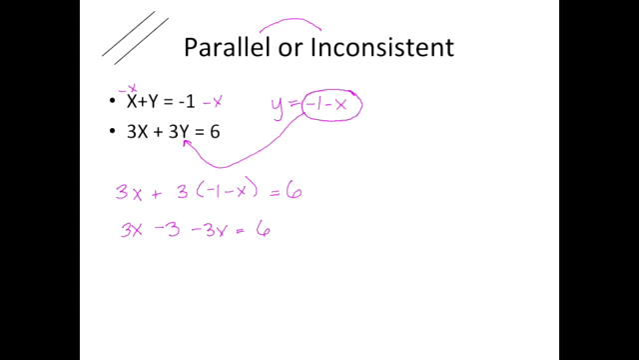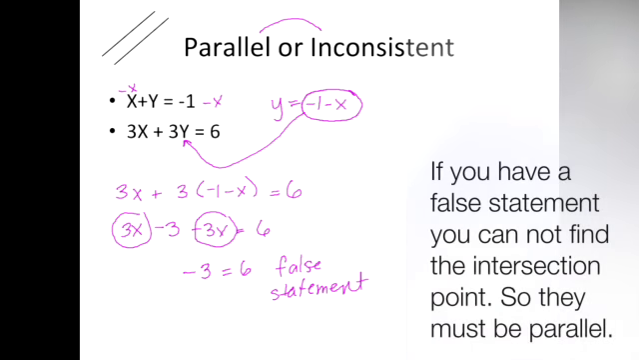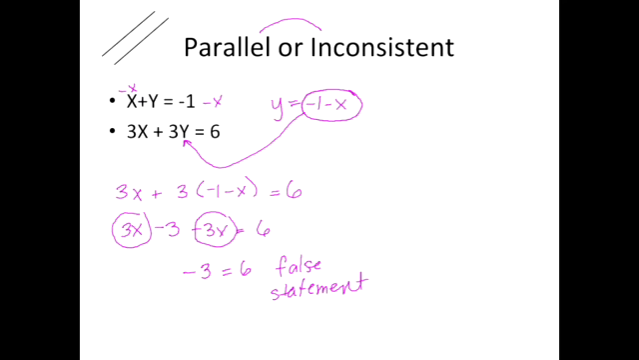algebraically, this is what is so significant. Notice that the 3x and the -3x cancel out. If you add 3x to -3x, it's 0. So what we are left with here is a false statement. Because we are left with a false statement, that means that these two lines right here are parallel to each other. They will not intersect.